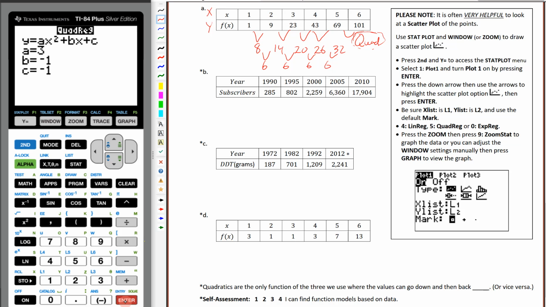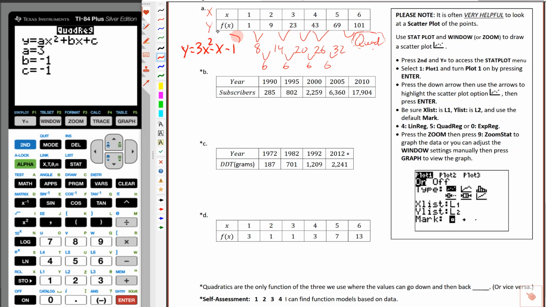Now, in an instant, okay? So appreciate what this is doing for you. It actually says, hey, here's the answer. Here are the coefficients in standard form. By default, it puts them in standard form. So we're going to write y equals 3 for a, so this is going to be 3x squared. Negative 1 for b, so that's minus x, and then a negative 1 for c, so that's minus 1.